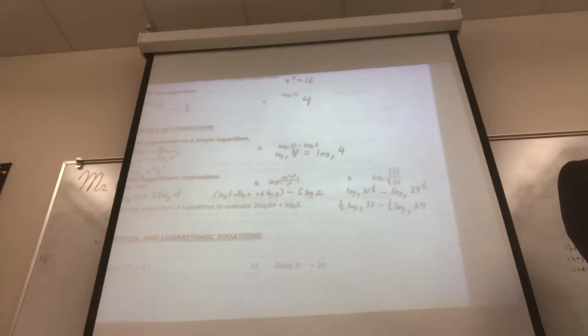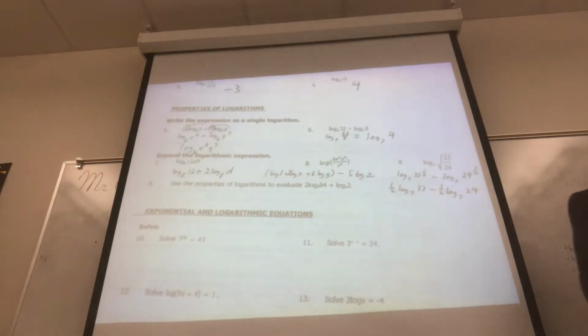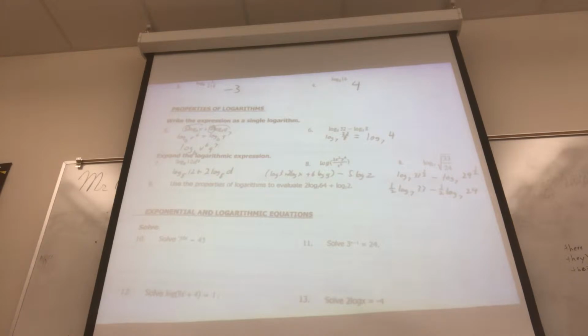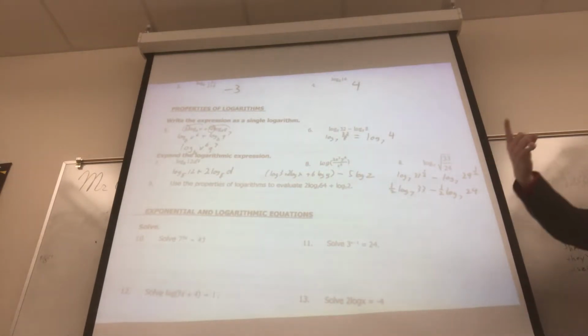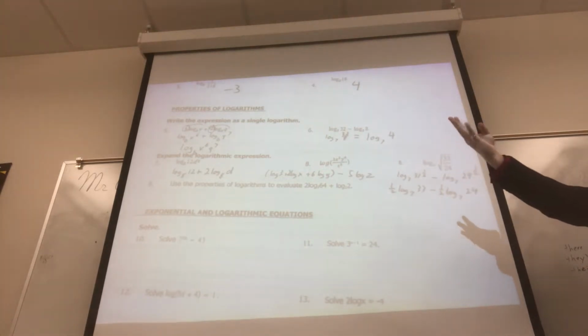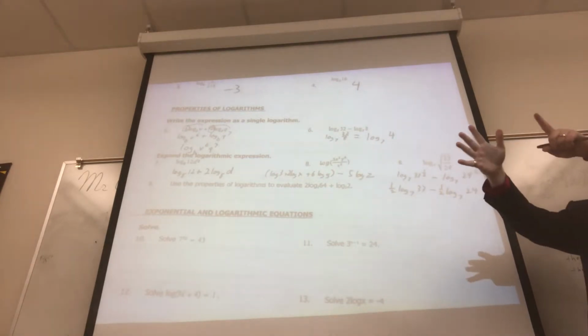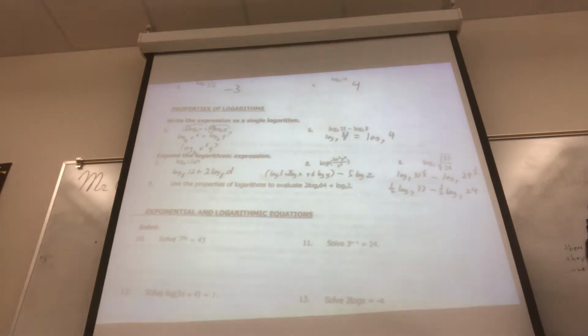Okay. Number 9, use the properties of logarithms to evaluate 2 log base 2 of 64 plus the log base 2 of 2. You can use the laws of logarithms or the properties of logarithms, but you don't really have to. Evaluate means you're figuring out a number. So what I'm going to do is just do the log base 2 of 64. 2 to the first power is 2, times 2 is 4, times 2 is 8, times 2 is 16, times 2 is 32, times 2 is 64.